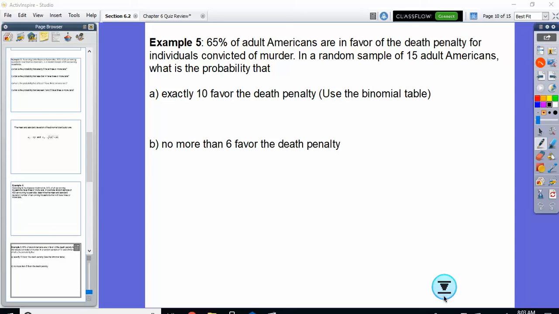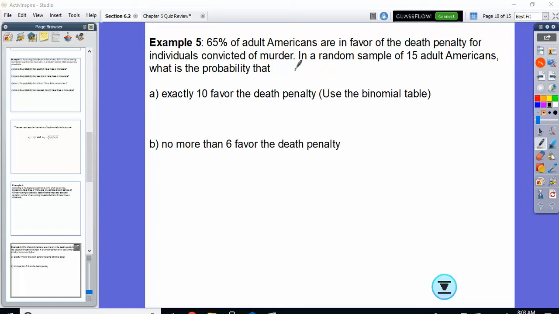A little more practice today. So our first example says 65% of adult Americans are in favor of the death penalty for individuals convicted of murder. In a random sample of 15 adult Americans, what is the probability that Part A, exactly 10, favor the death penalty? So we have different options. We know how to do this by hand now.